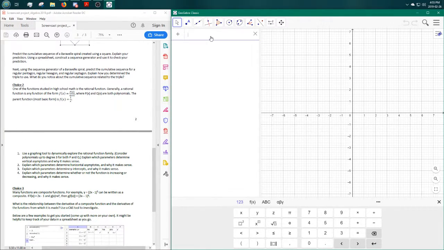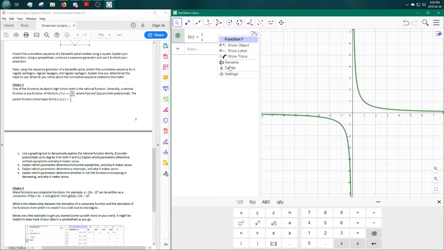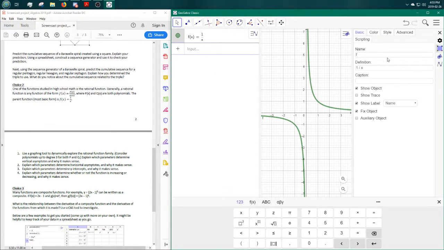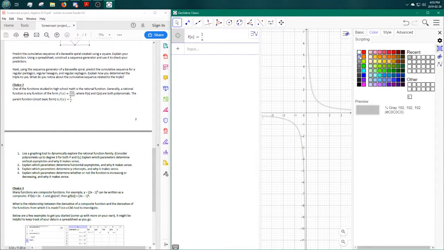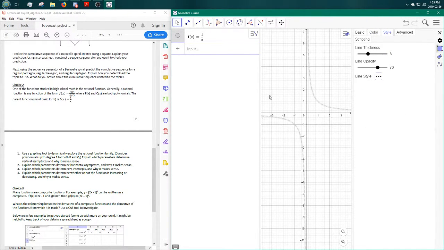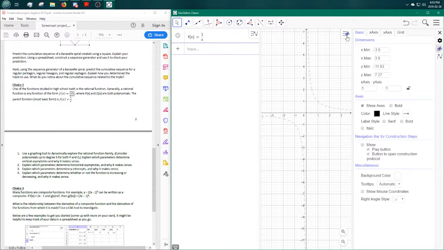Let's get started. I'm going to first take this parent function and have it on here, so I have my original parent function and what it looks like. I'm going to change its color. Let's see here, settings. I'm going to change the color to gray, that way I know what it is. And for style, let's make it dotted. There we go. So there's my parent function.